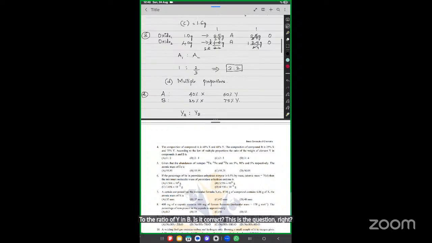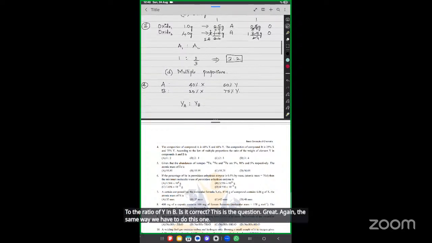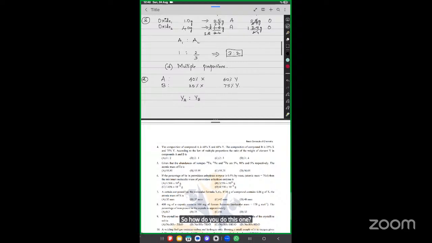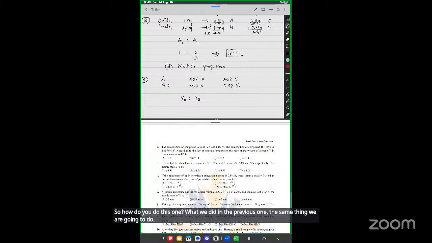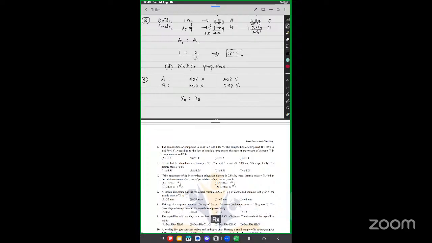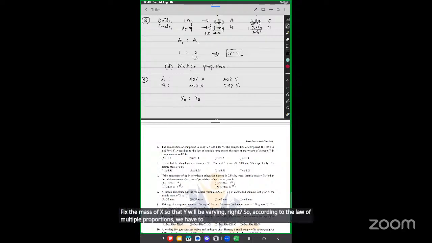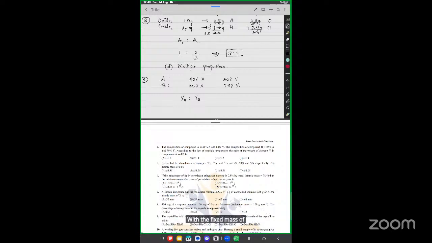Again, the same way we have to do this one. So how do you do this one? What we did in the previous one, the same thing we are going to do. What can we fix here? Fix the mass of X so that Y will be varying, right? According to the law of multiple proportions, we have to check the ratio of weights of one element with the fixed mass of the other element. So here we are going to fix the mass of X. So how do we do it? Anybody? Like the previous one, how do we do it?